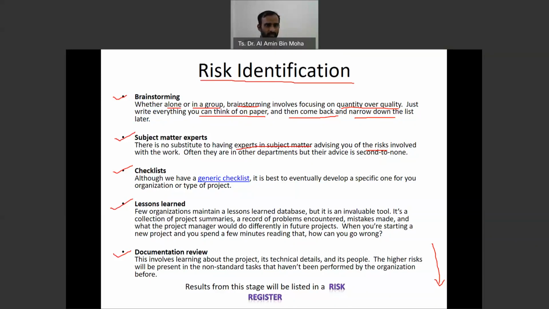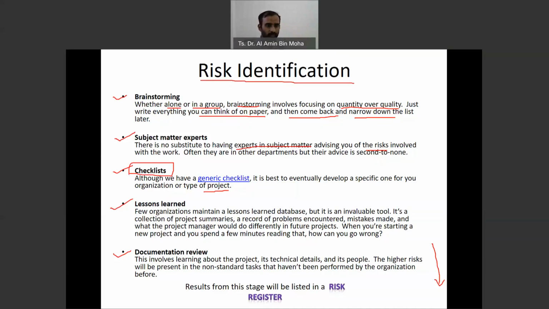And then we have checklists. This is a famous tool. You have a checklist, a list of items that you develop through a generic checklist, but you can develop it based on the case, which is more specific to the project that we are going to do.